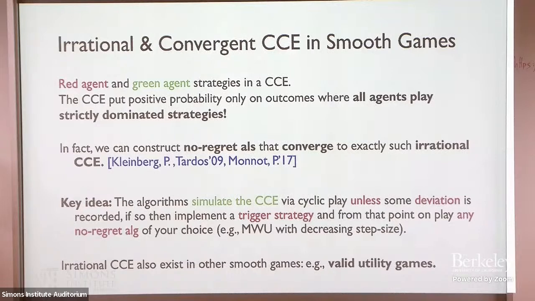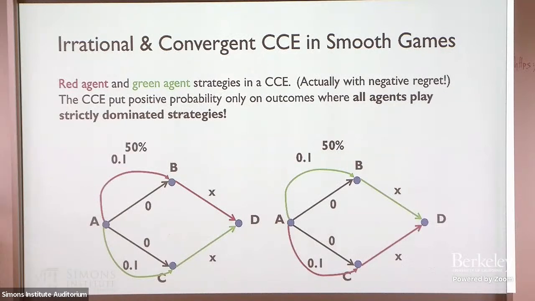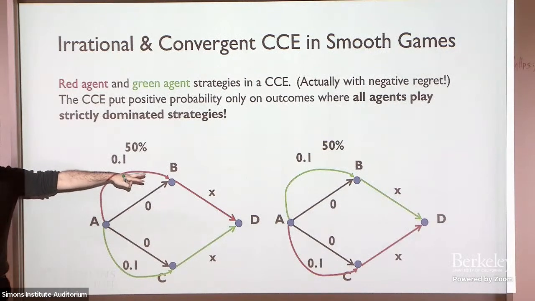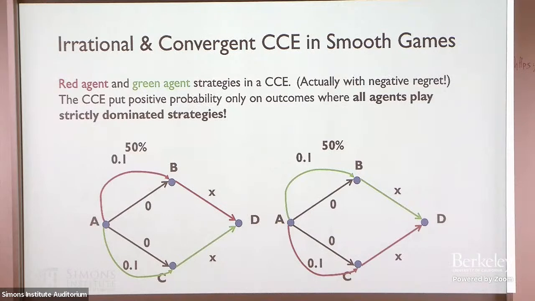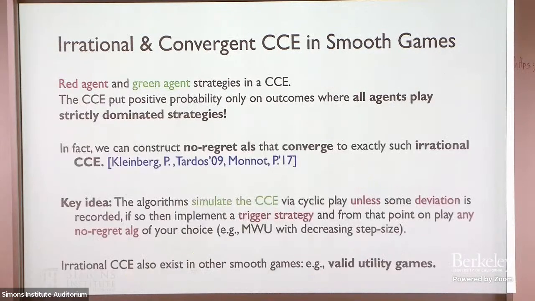Okay. And here's intuitively the idea behind these no-regret algorithms. So the algorithm does the following. Let's say me and Kostis agree to try to simulate this weird equilibrium with the two agents. Okay, so I play this, you play that. On odd days we do this, on even days we do that. The first time somebody deviates, we just say, oh, forget our agreement. Just play multiplicative weight updates with decreasing step sizes, and that's it.